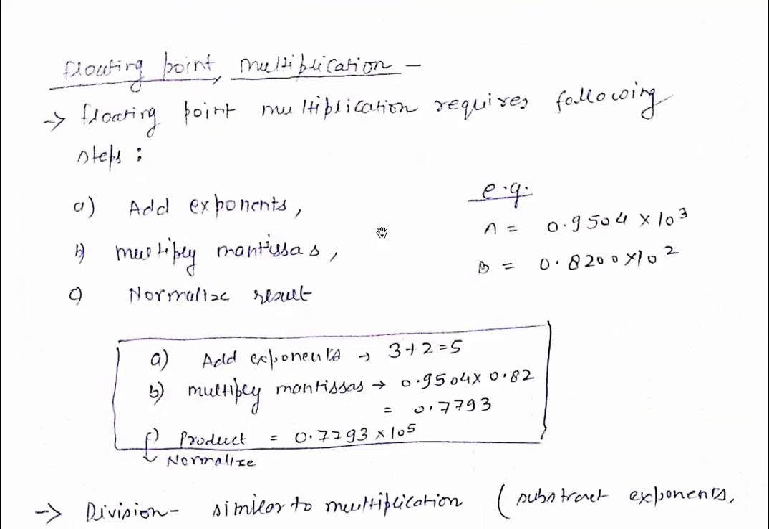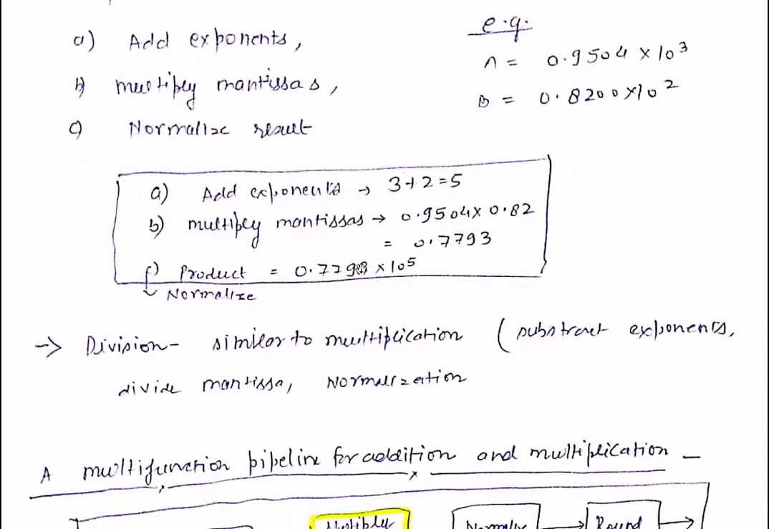Now how do you implement the floating point multiplication operation? Multiplication is much simpler than addition or subtraction. You have to add the exponents, because when you are multiplying these two numbers a and b, you add the exponents. So 3 plus 2 would become 5. The second step is to multiply the mantissas. So these two fractions are multiplied, and after that you have to normalize the result. So there are only 3 steps for floating point multiplication.